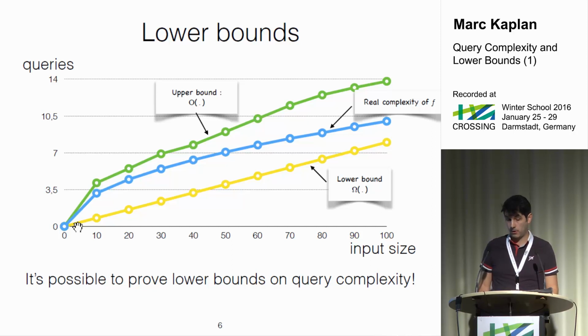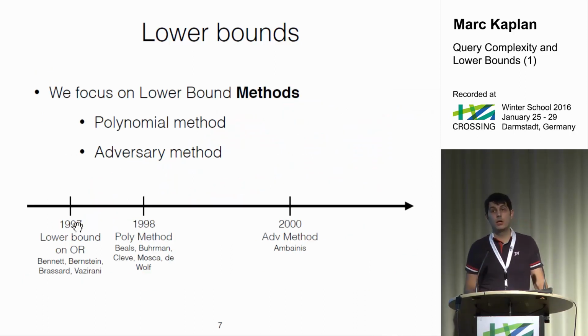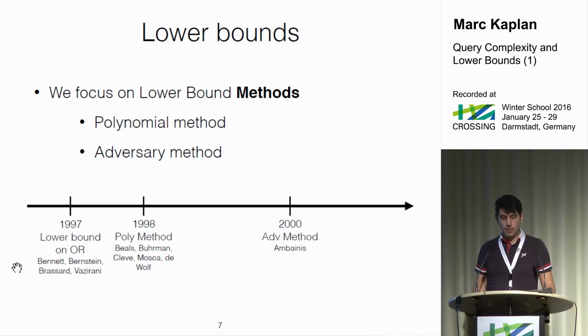Proving lower bounds is a very hard problem because you have to show that no matter what algorithm you use, you need to spend at least that amount of energy or that amount of work. And in this case, the work is the number of queries. But still, as we will see, for query complexity, we have a very long history of lower bounds. In fact, this history even started very early with a paper of 1997 where Bennett and co-authors proved the lower bound for the OR function.